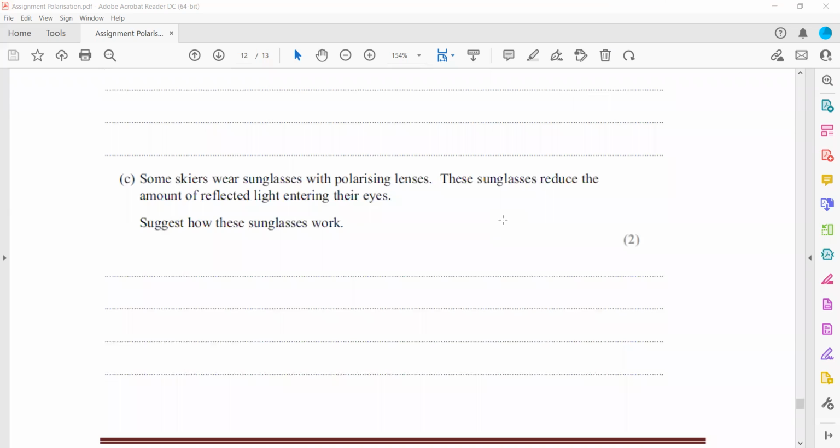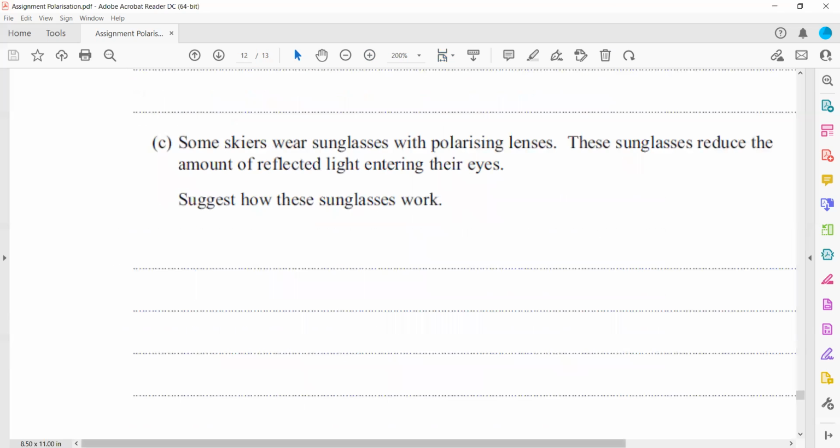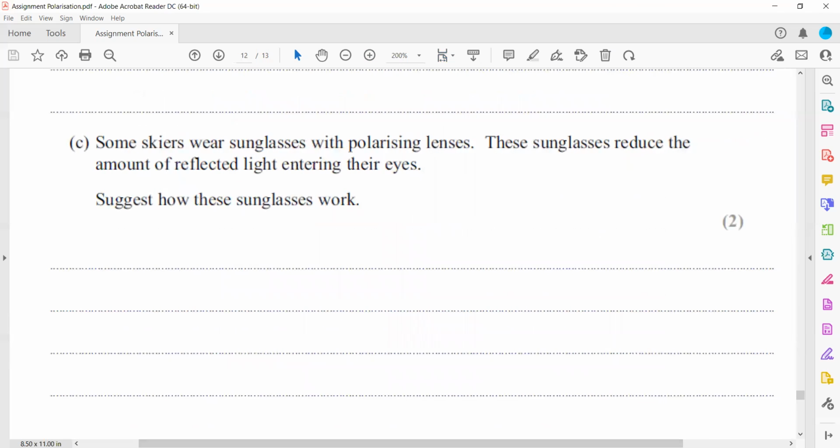Some skiers wear sunglasses with polarizing lenses. These sunglasses reduce the amount of reflected light entering the eye. Suggest how these sunglasses work. So we have to explain the working of sunglasses. The same idea is there, that the reflected light from the ice is partially polarized, as we know in the beginning. The sunglasses actually have a polarizing filter, and their plane is at right angle or perpendicular to the light. So they will block the light, or not allow that light to enter the eye.